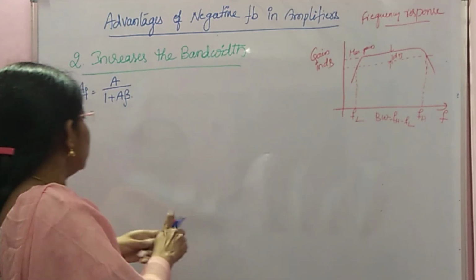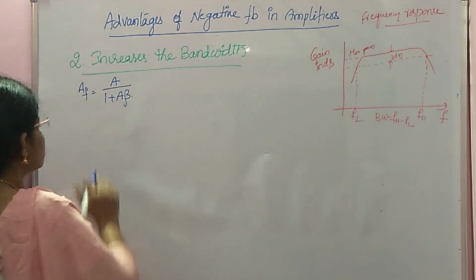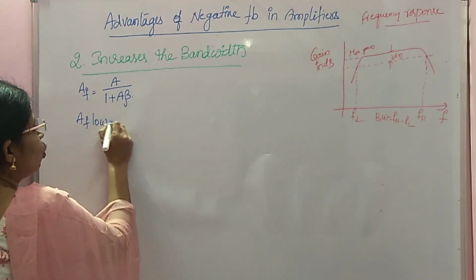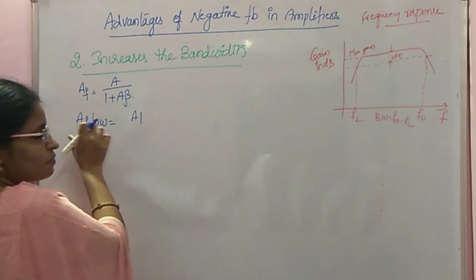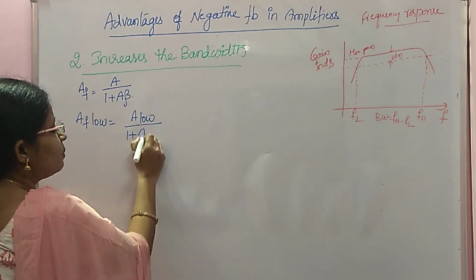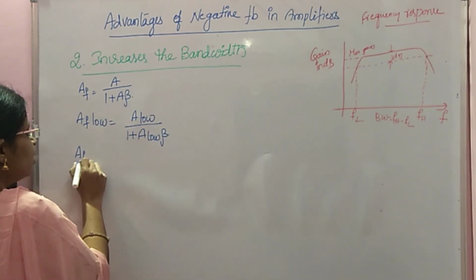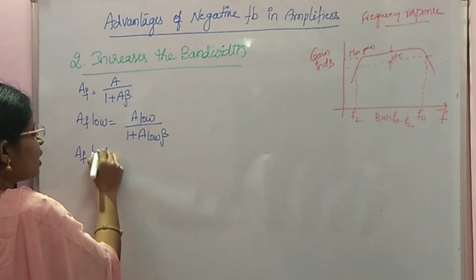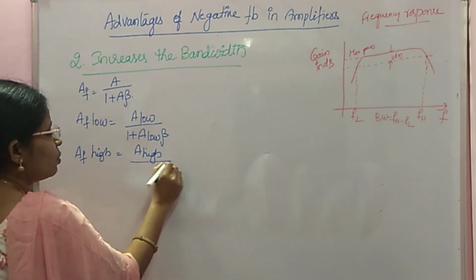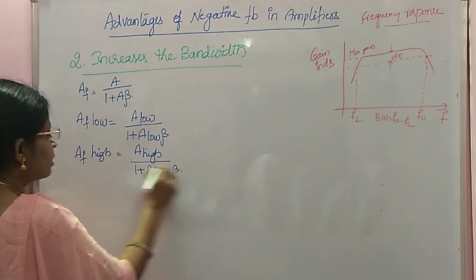Now I am writing the same expression for all the 3 frequency regions. It is AF low. Means for the low frequency region, it is A low by 1 plus A low beta. And for high frequencies, AF high is equal to A high by 1 plus A high beta.